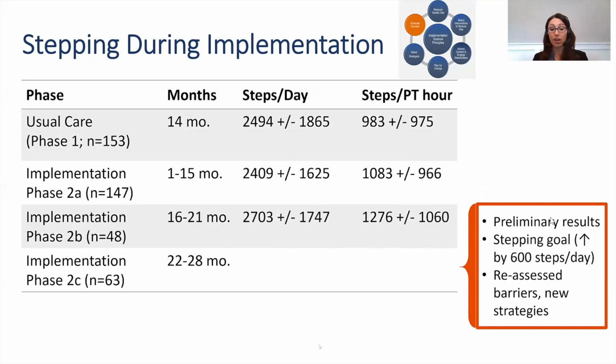We reassessed barriers, we developed new strategies, and then we tried again, and we collected data on 63 patients, and we ended up with another increase in steps per day to 2847, and then the steps per PT hour went up to 1542. So if you compare usual care to phase 2C, which was the last phase of the implementation part of the project, you can see that steps per day increased from just under 2,500 to about 2,850, and the steps per PT hour went from 983 to about 1542.